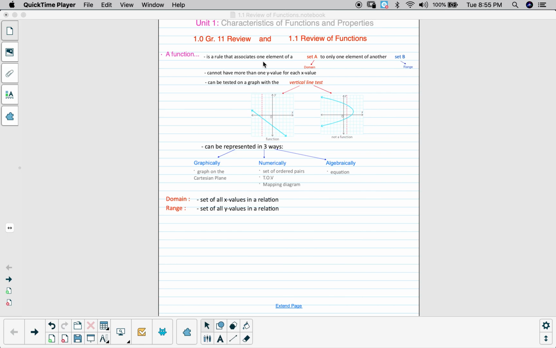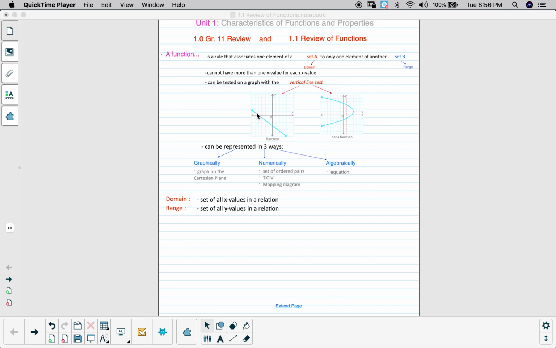A function: in a function, you have a rule that associates one element of a set A to only one element of another set B. Set A is all the domain, and set B is all of the range for that function. A function cannot have more than one y value for each x value. It can be tested on a graph with the vertical line test.